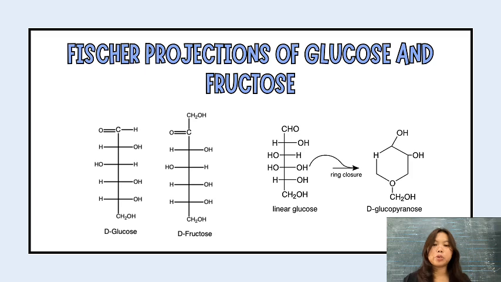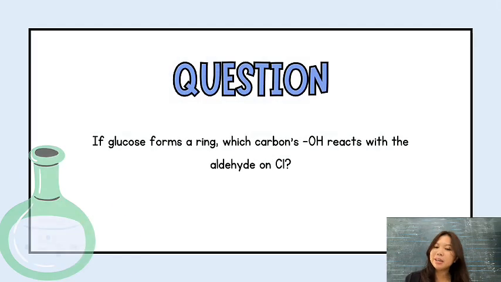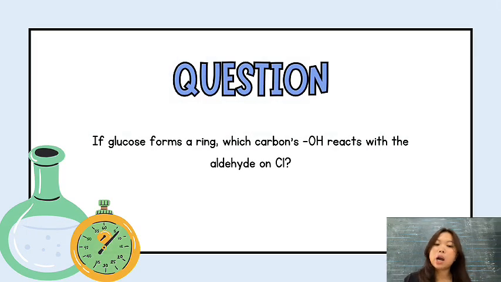Now take D-fructose, also a 6-carbon sugar, but this one has a ketone group at C2 that makes it a ketohexose. Both are usually drawn in the Fischer projection. That's the flat, vertical form where carbon atoms are aligned vertically and the hydroxyl groups branch off the sides. But here's something to remember: these drawings are 2D simplifications. In reality, sugar chains in water are flexible. They move, bend, and fold, which is what makes ring formation possible. So, checkpoint question: if glucose forms a ring, which carbon's OH reacts with the aldehyde on C1?